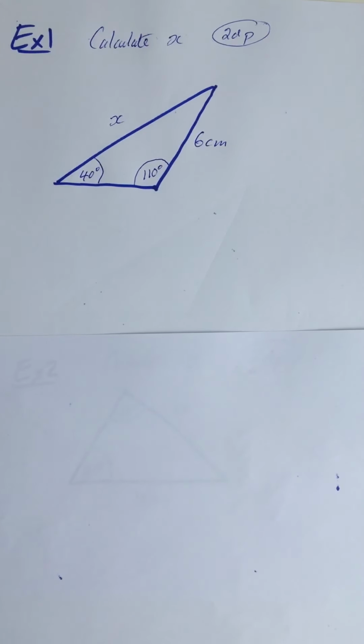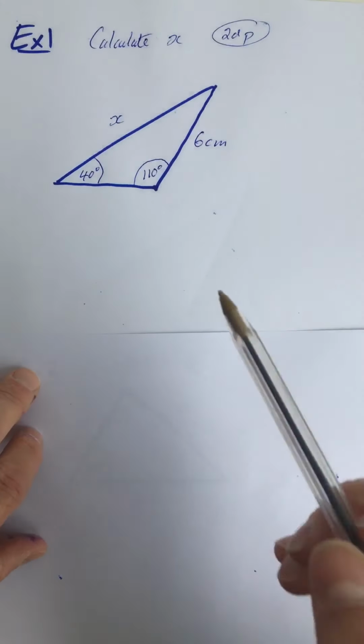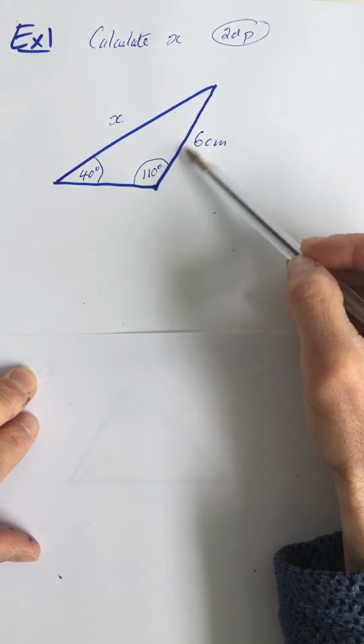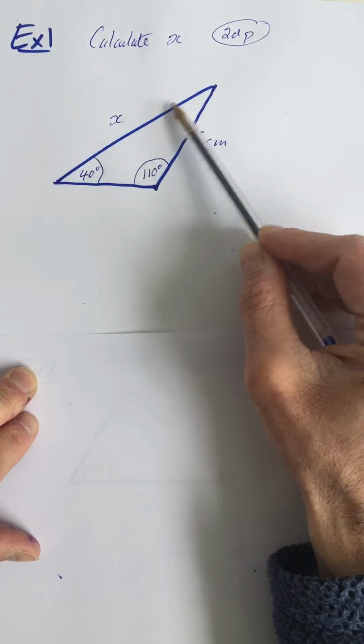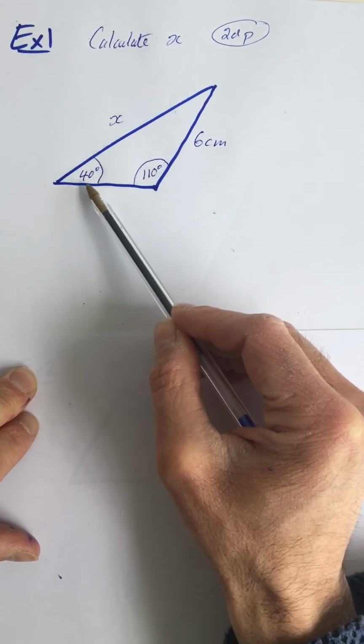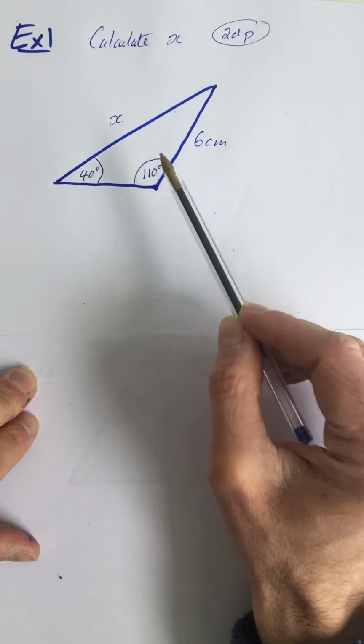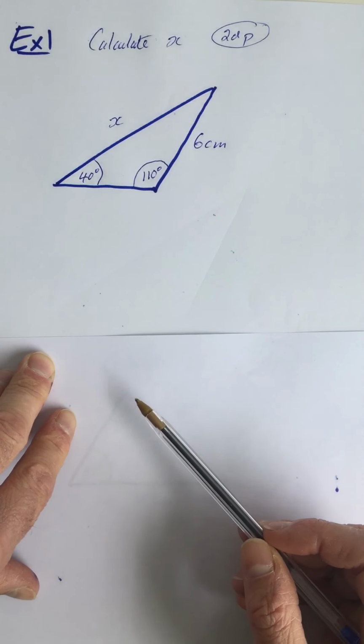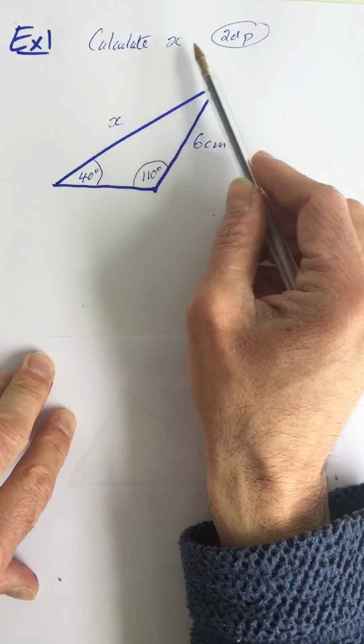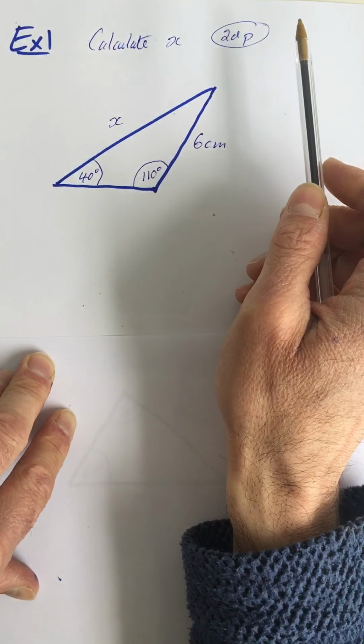In this video, I'm going to show you how to use the sine rule to find a missing side. So here's a triangle. We have a triangle where this side is 6 centimeters long. This side is a mystery x. This is 40 degrees and this is 110 degrees here. You'll notice first thing is we're asked to calculate x corrected to 2 decimal places.